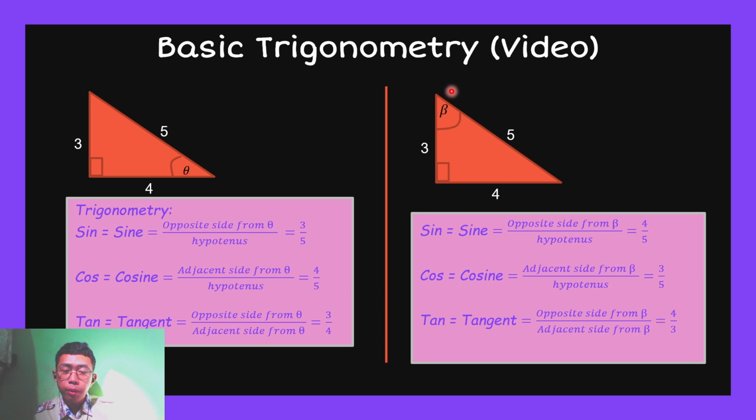But when the beta is in here, the opposite side is here, so sine is 4 per 5. And cosine is adjacent side over hypotenuse, and for beta the adjacent side is here, so 3 per 5. Tangent is opposite side per adjacent side, so 4 per 3.